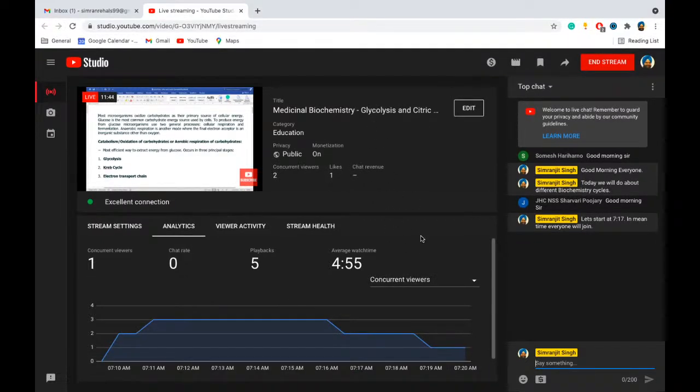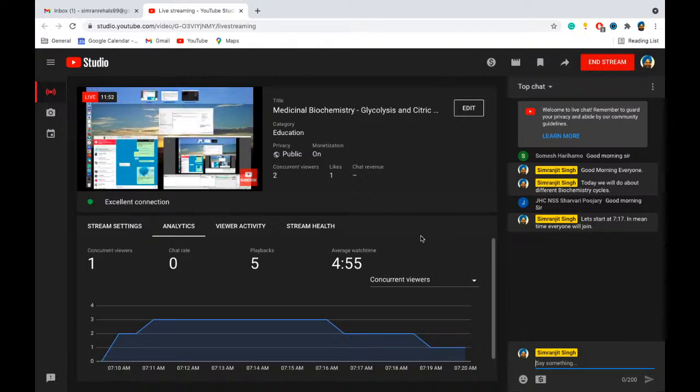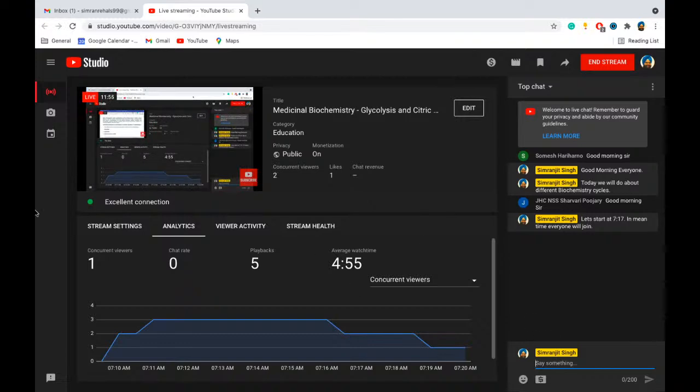So let's start today with glycolysis, the citric acid cycle, and metabolism. All the important biochemistry cycles. We will start now.